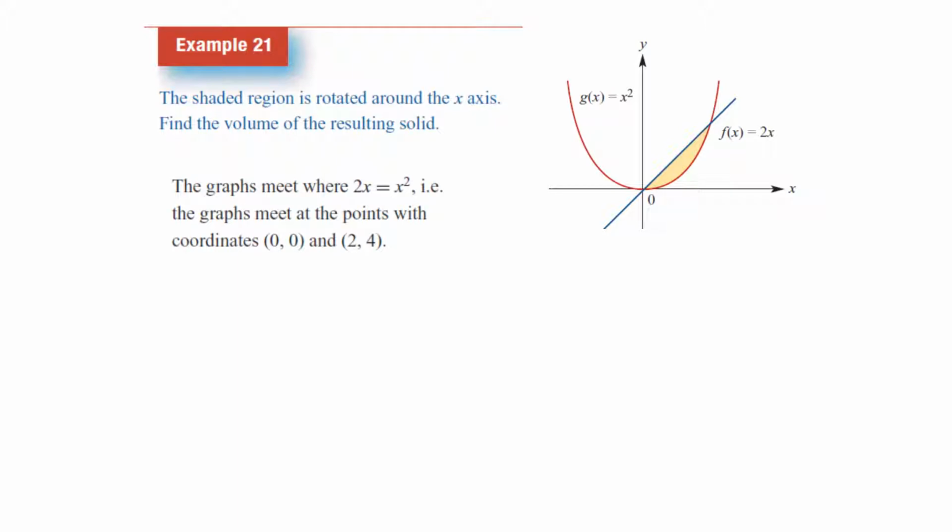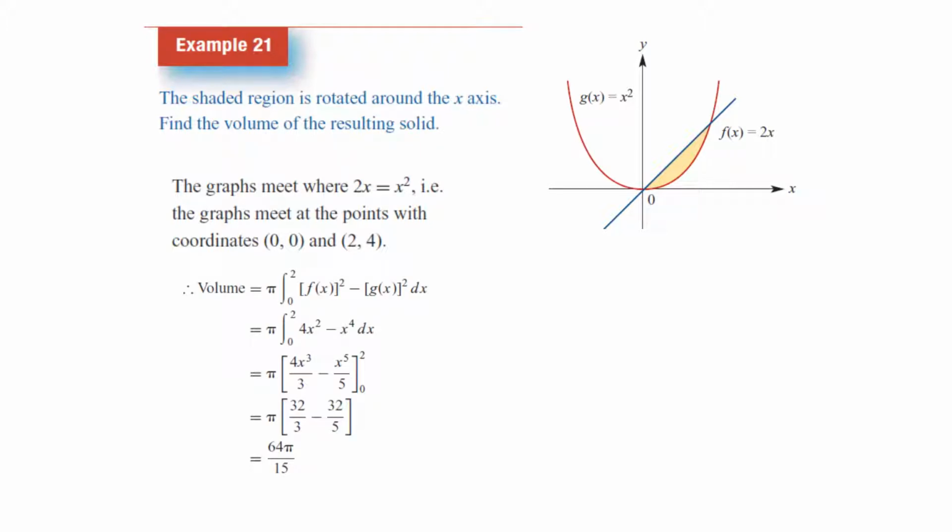We set the two rules equal to each other, and we see that it intersects at x equals 0 and x equals 2. And in fact, if I'm rotating it about the x-axis, that's all I need. If I was rotating it about the y-axis, I'd need the corresponding y coordinates of those points of intersection. I'll be looking at that shortly. Okay, so I need to set up my integral expression.